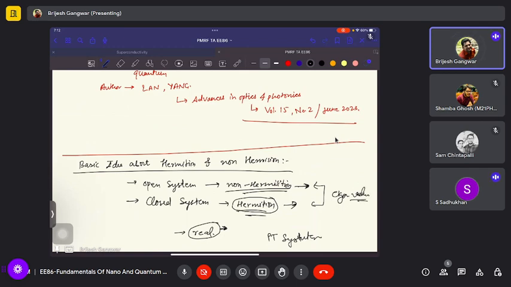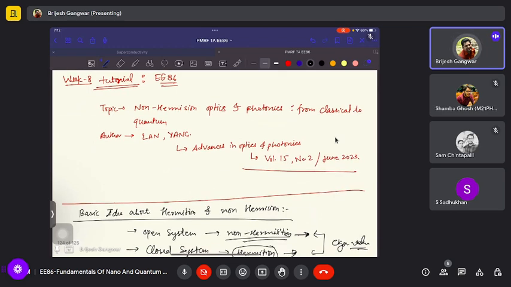Okay, and I am saying that this non-Hermitian system can be solved if they have some type of PT symmetry. Then they can be solved as a Hermitian system to some extent. And more on that, if you want to read, then you can read this paper. This gives a very good review on this.